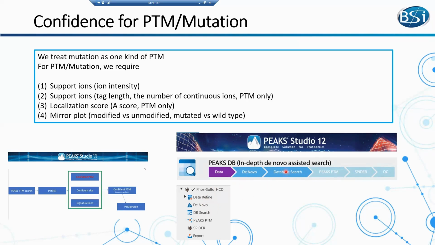We have the DB result. Then we have the PTM result. We also have the spider result. And if you run the QC, you will have a QC result node here. And finally, you will have the exporting result node. This is the same, but what is the difference?